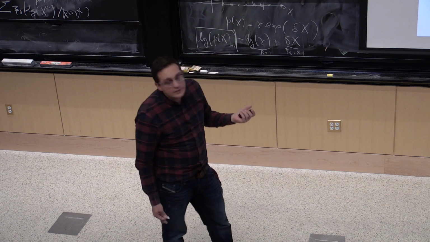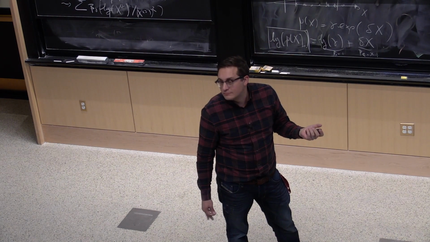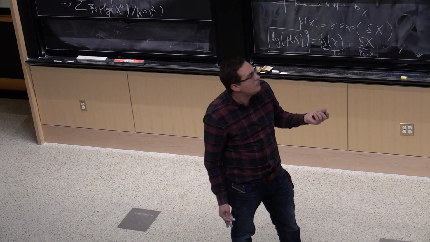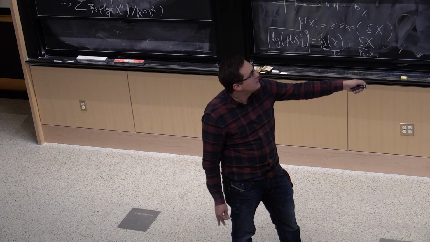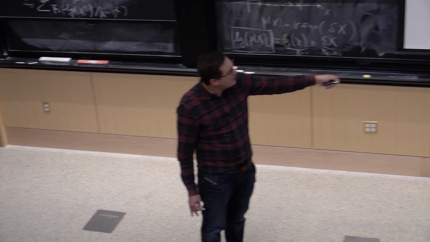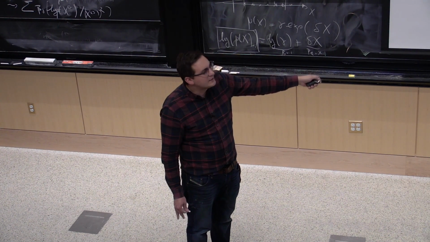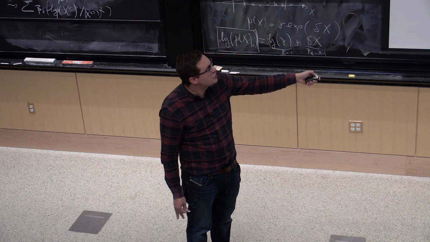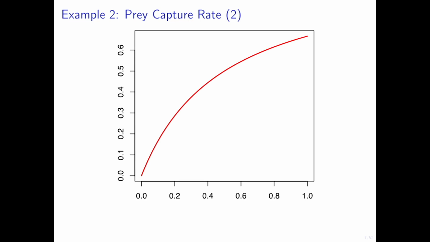Okay, so there are many ways I could model a function that looks like this, but a simple one that has only two parameters is this one, where mu i is just this function of xi, where I have some parameter alpha here and some parameter h here. So this thing starts at 0 for sure, and essentially alpha tells you how sharp this thing is, and h tells you at which point you end up.